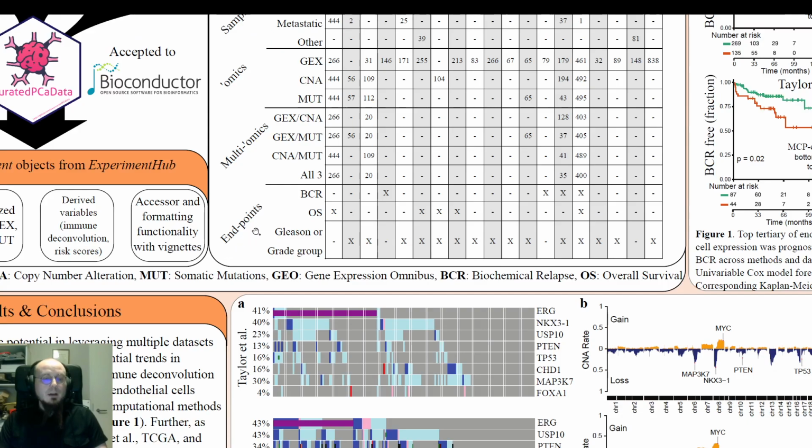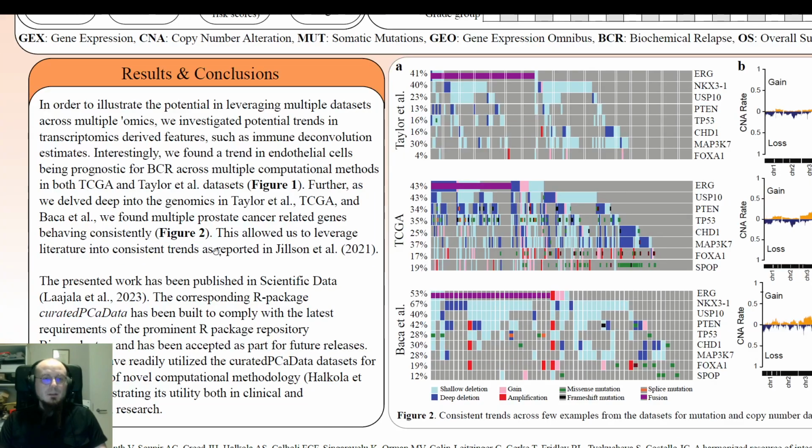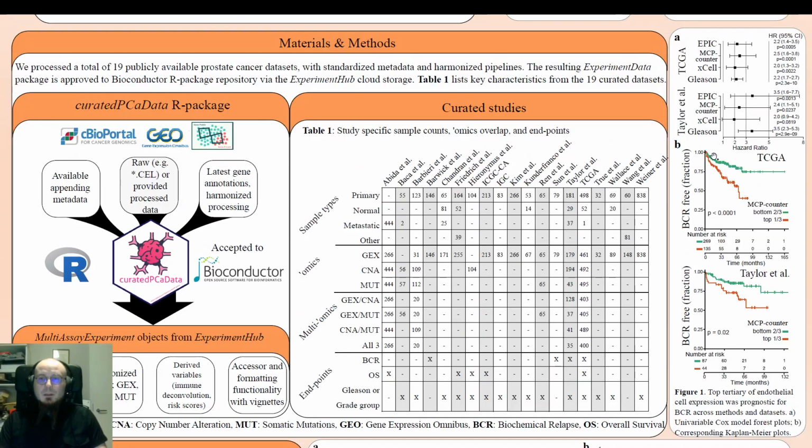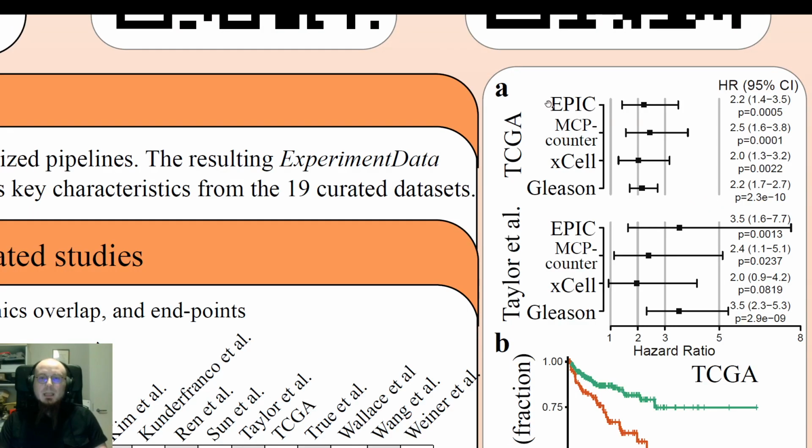And we also provide relevant clinical endpoints, for example biochemical recurrence, overall survival, and Gleason or grade group, if these just were available. Taken together, we demonstrate in the paper how you can use these datasets together and find interesting things and consistency in them. In Figure 1, we, for example, identified that elevated endothelial cell counts estimated with 3 different computational methods, EPIC, MCP-counter, and xCell, were acting consistently in TCGA and Taylor et al.